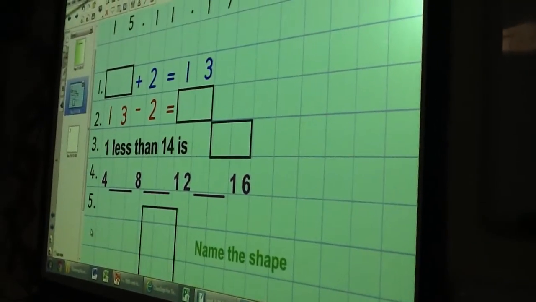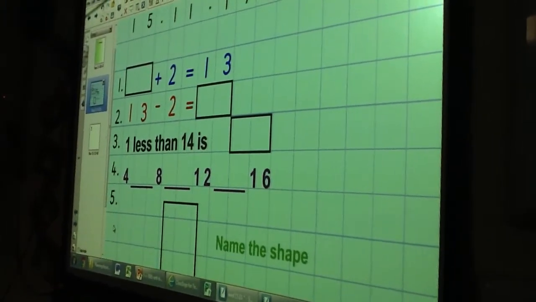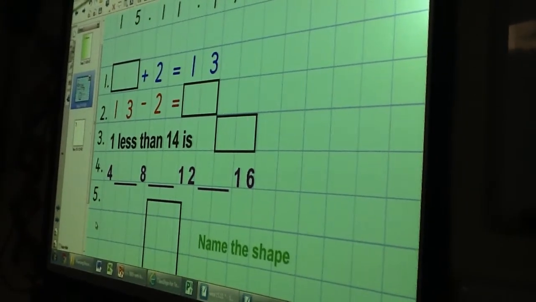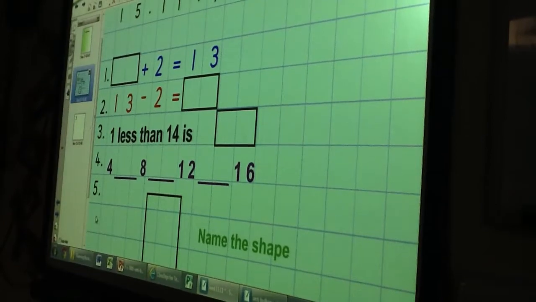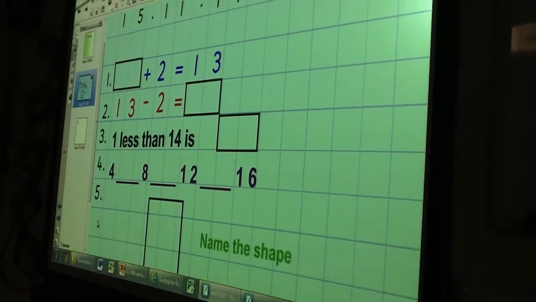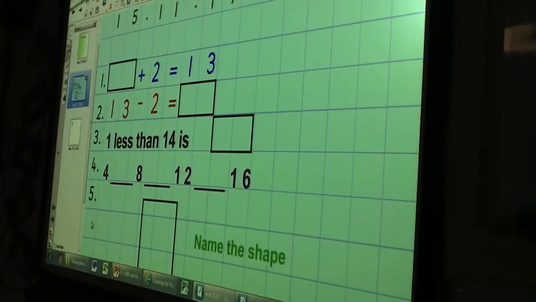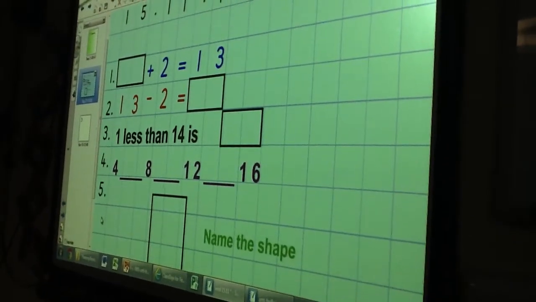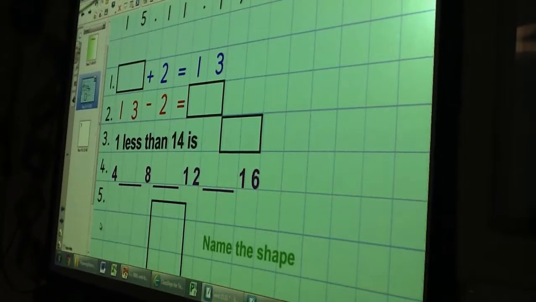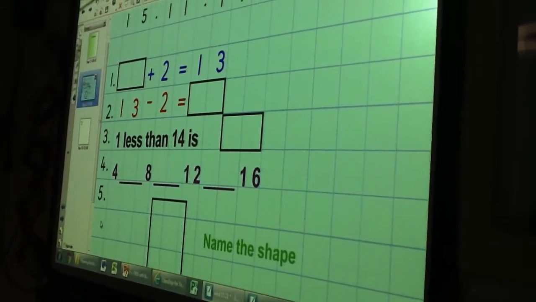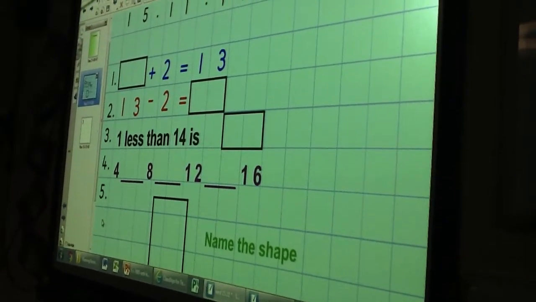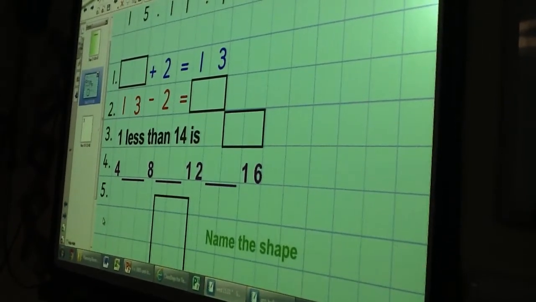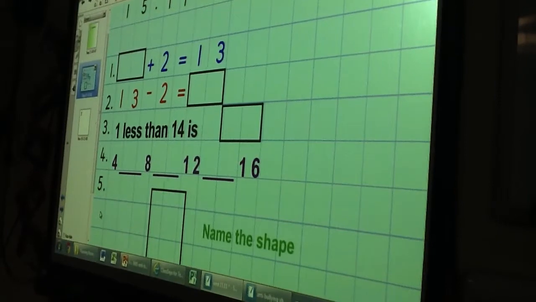Evie? Counting on. So which number would you go from to find out what that part is? Yes, Esha? Count up 2. From 2 count up to 13. So you'd count from 2 up to 13. Let's try it. 3, 4, 5, 6, 7, 8, 9, 10, 11, 12, 13. Stop.